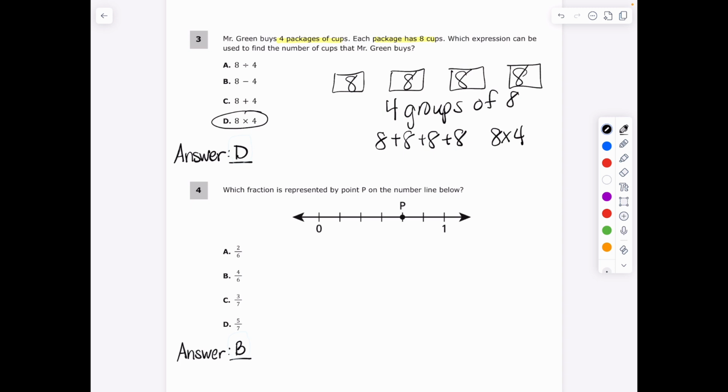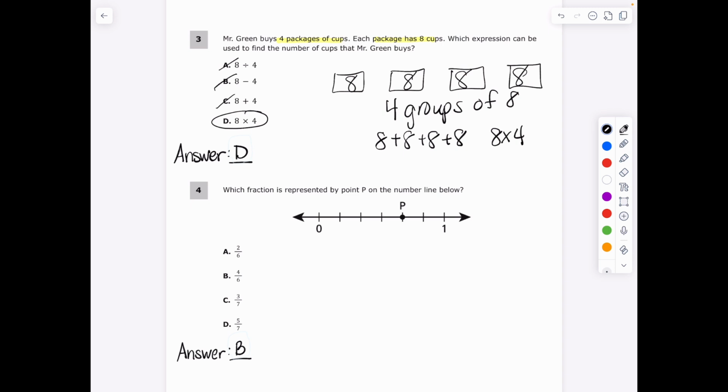Notice there is an 8 plus 4, but that's not what we're looking for. I don't have 4 equal groups of 8 there. And again, I'm not dividing because I'm not sharing the 8 cups into each one. I know each pack has 8. The subtraction doesn't work either because I'm not subtracting the cups from the packages. That doesn't make sense. All right, let's look at the next one.